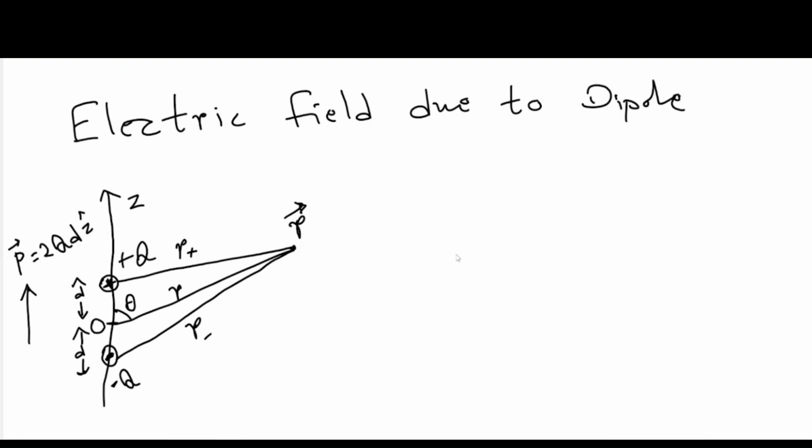Hello everyone. Today we are going to find the electric field due to a dipole. Now to calculate the electric field at some position vector r, we will use the machinery of vector calculus. For that, first we will calculate the scalar potential V at position r and then we will take the negative gradient to find the electric field.